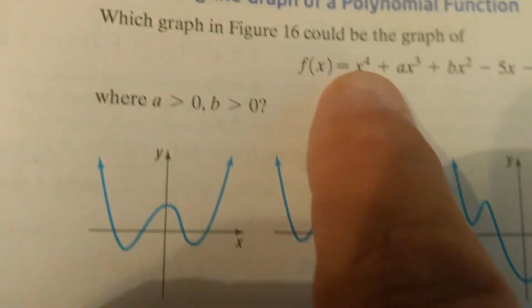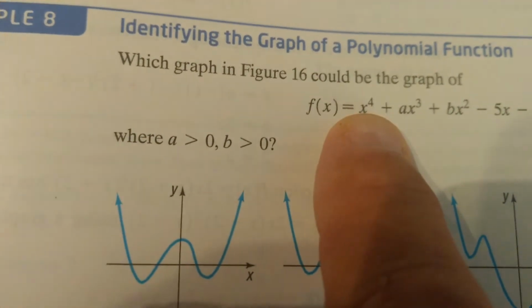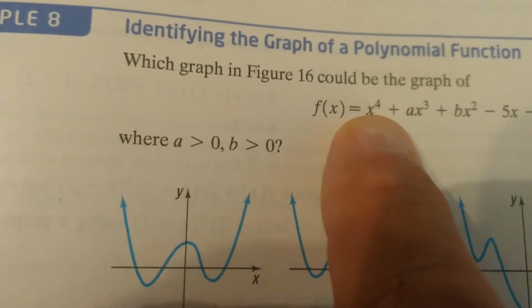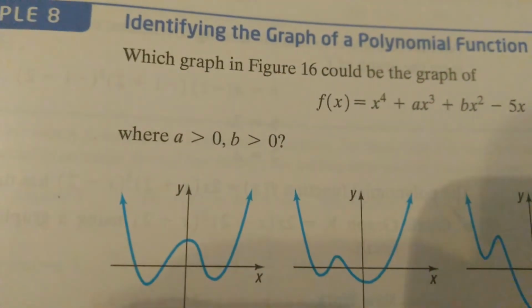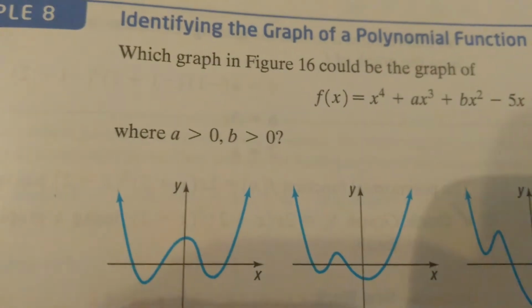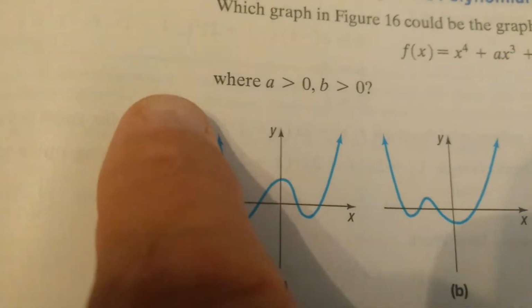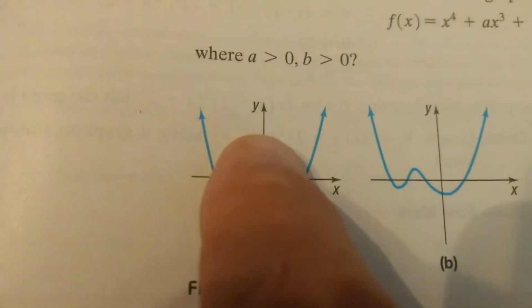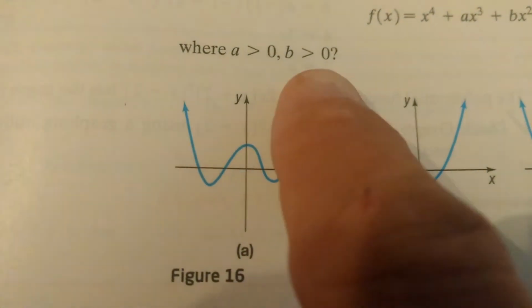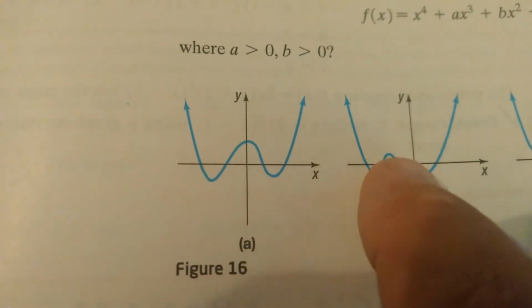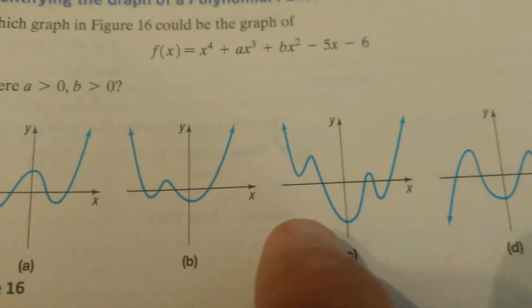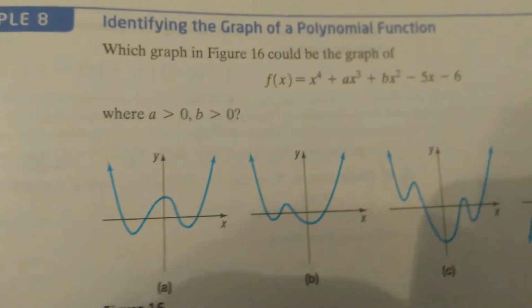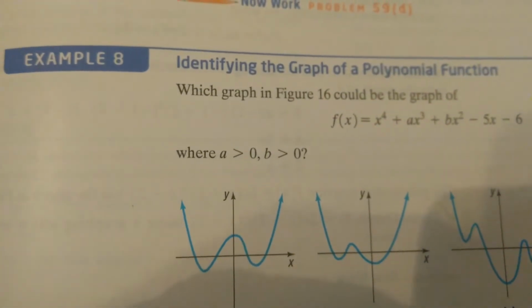Now, one of the rules that we have to follow is that because the leading exponent is 4, we have at most 3 turns. So if we look at this one here, this is 1 turn, this is 2 turns, this is 3. So this one's good. This is 1 turn here, 2 turns here, 3 turns here. This doesn't work because it's too many turns. Okay?